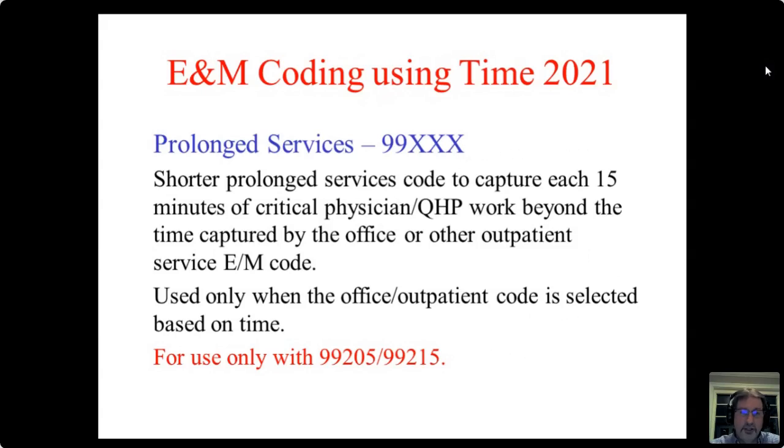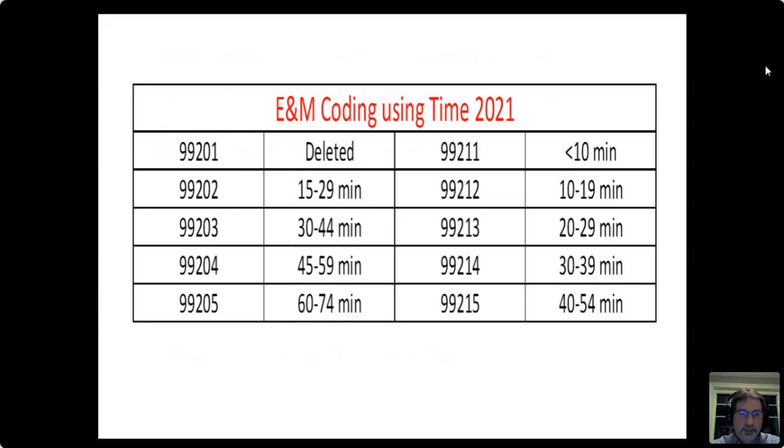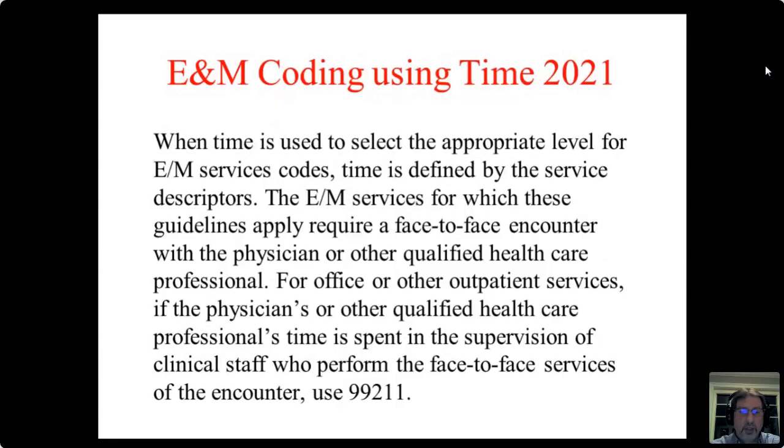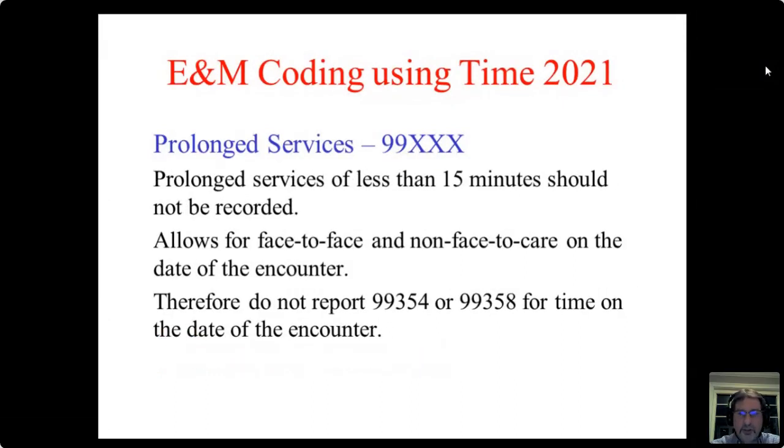And what this code is, if you see a patient beyond the limits of the level 5s, which you can see here are 60 to 74 minutes for a new patient and 45 to 54 minutes for an established patient, you can then actually add units of 99XXX for each 15 minutes of care spent with the patient beyond those time limits. So those you can use. And again, prolonged services of less than 15 minutes should not be recorded.